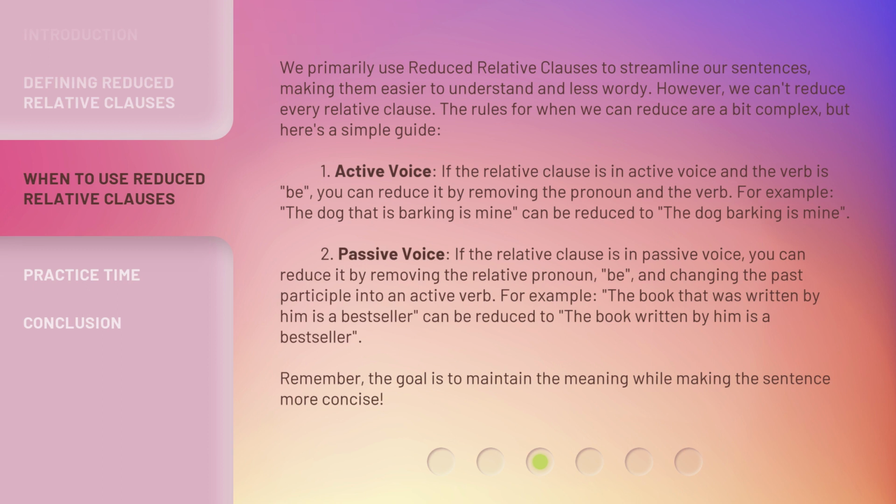2. Passive voice. If the relative clause is in passive voice, you can reduce it by removing the relative pronoun and be, and changing the past participle into an active verb. For example, the book that was written by him is a bestseller can be reduced to the book written by him is a bestseller. Remember, the goal is to maintain the meaning while making the sentence more concise.